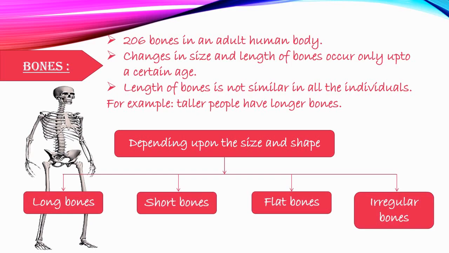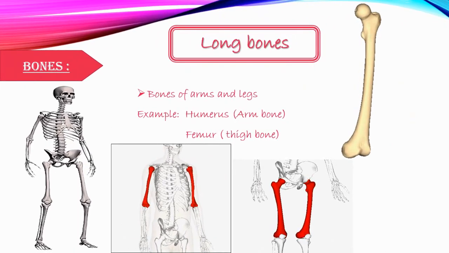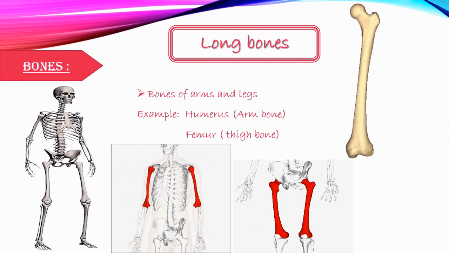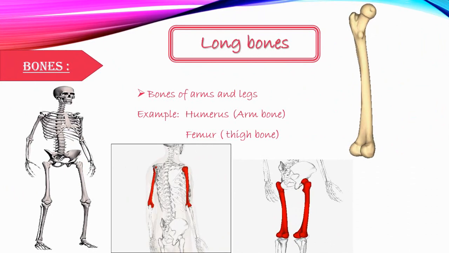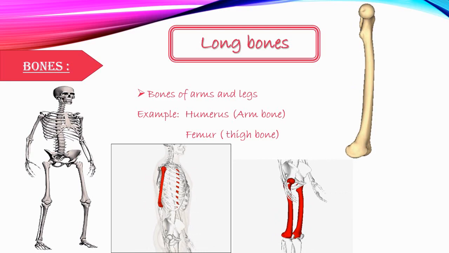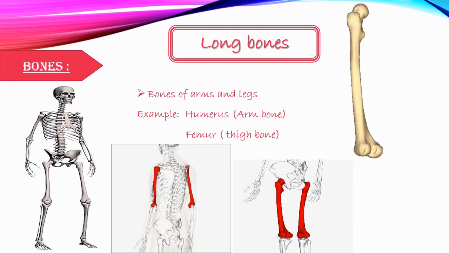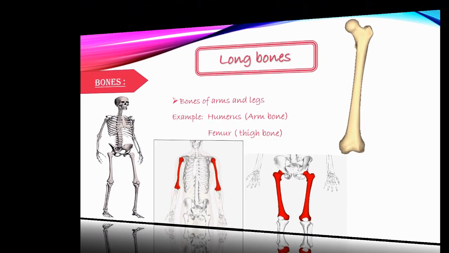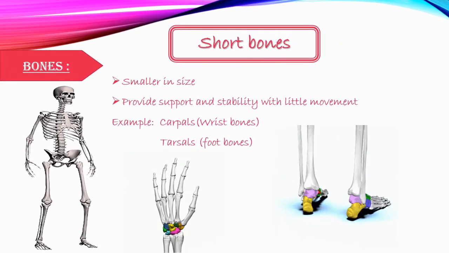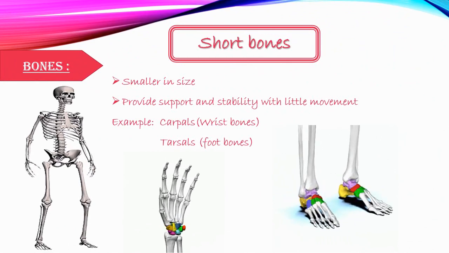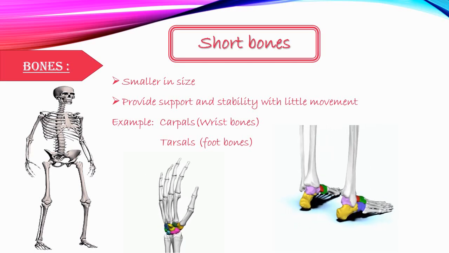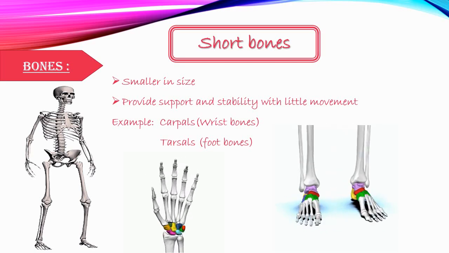Long bones. These are the bones of the arms and legs. For example, the humerus, that is the arm bone, and the femur, that is the thigh bone. Short bones. Short bones are smaller in size. Their primary function is to provide support and stability with little movement. For example, carpals, that is the wrist bones, and tarsals, that is the foot bones.